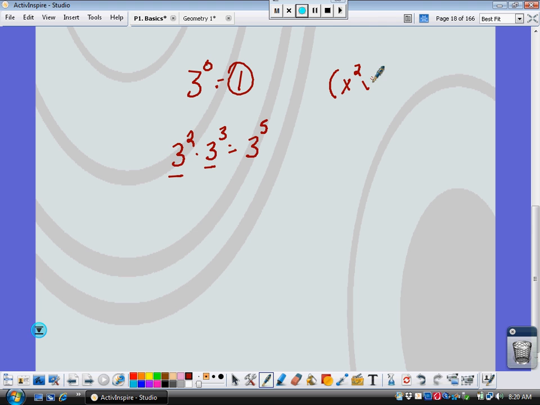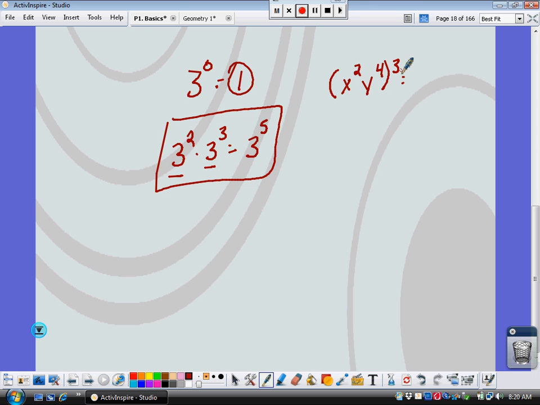X squared y to the 4th, all to the 3rd power. These are the two that people get mixed up, that one and this one. When do you add exponents? When do you multiply exponents? Here's how to think of this.